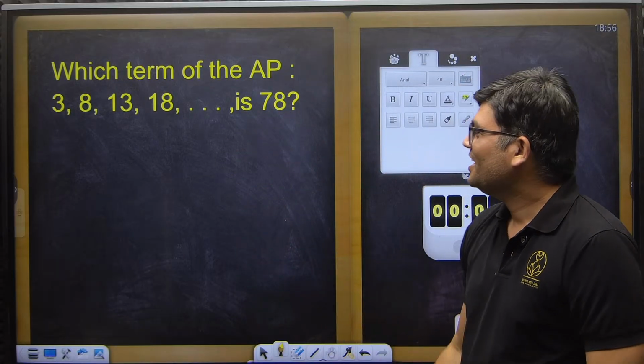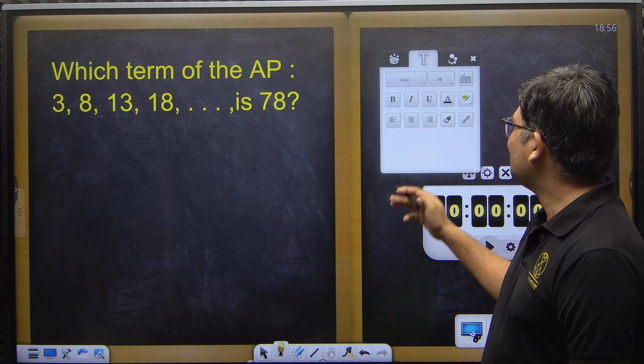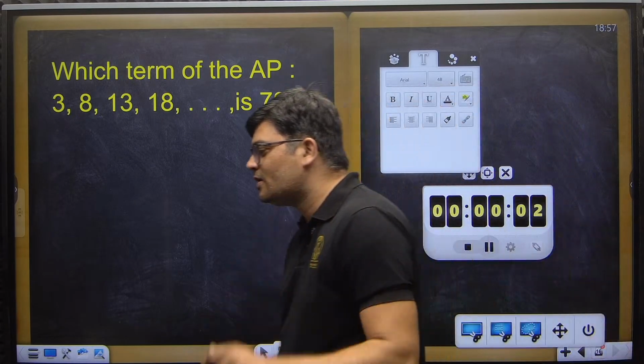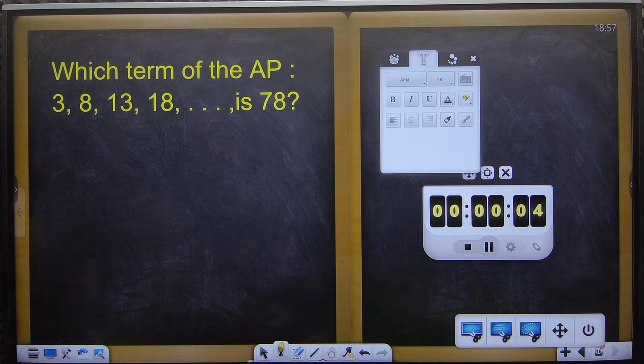Okay. Now, which term of the AP is 3, 8? So you must know how to do this question. Just do it in 1 minute. You know what is A, what is D, what is being asked.